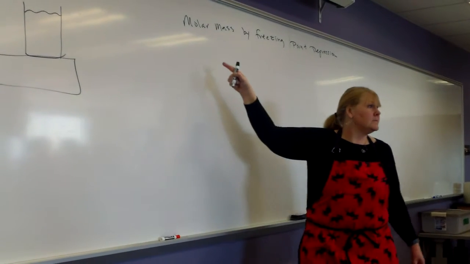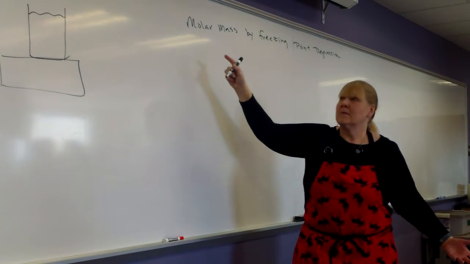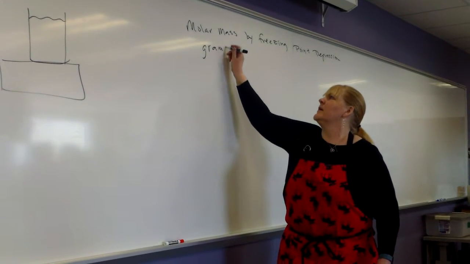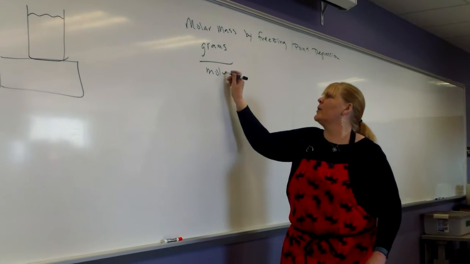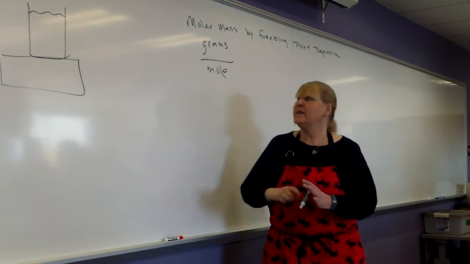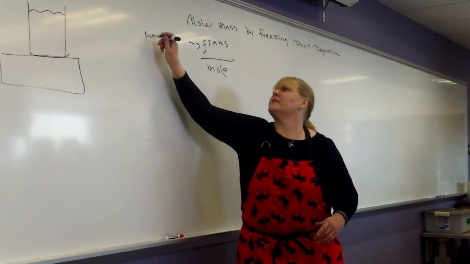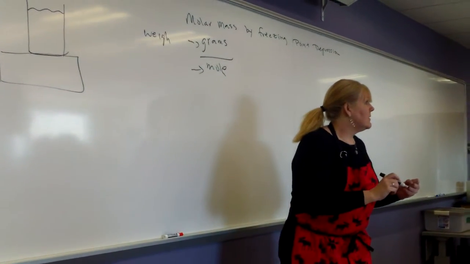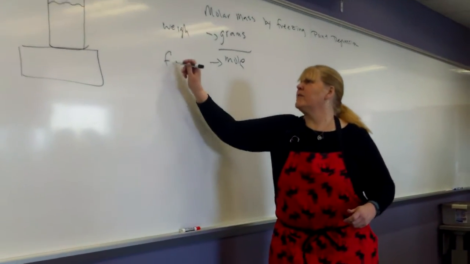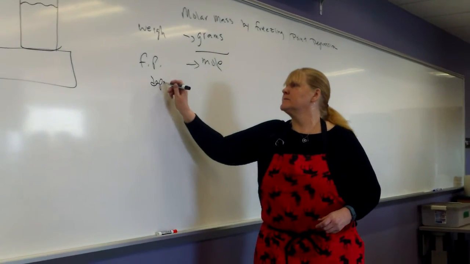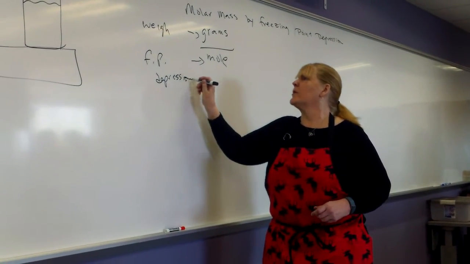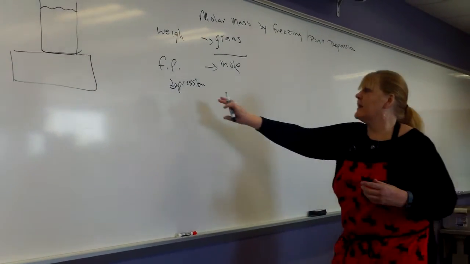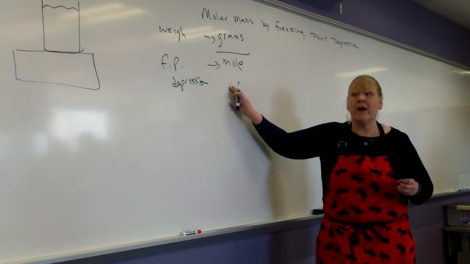Molar mass is what? No, come on. Grams per mole. Thank you. We want grams per mole. How are we going to get grams? We are going to weigh it. How are we going to get moles? No, freezing point depression. So that is what we are going to do. We're going to weigh our sample to get grams. We are going to use freezing point depression to get moles.